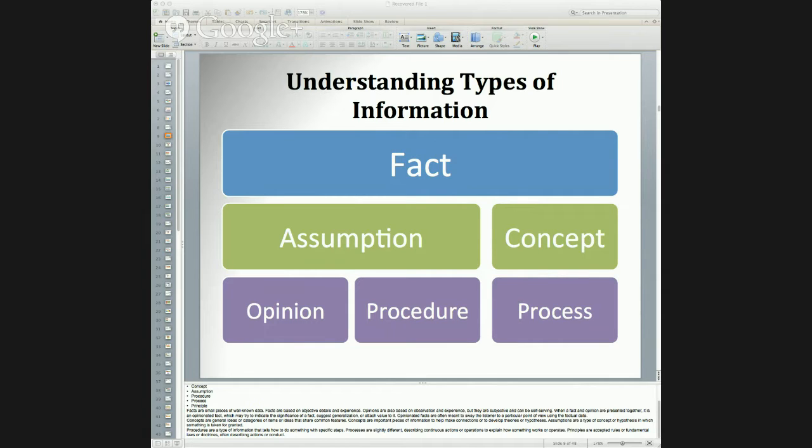Number three, the restaurant garden space is one-fifth of an acre. That is a fact. Number four, the substance is red. Red is a concept. What is a concept? As we said earlier, concepts are general ideas or categories of items or ideas that share common features. Concepts are important pieces of information to help make connections or to develop theories or hypotheses.